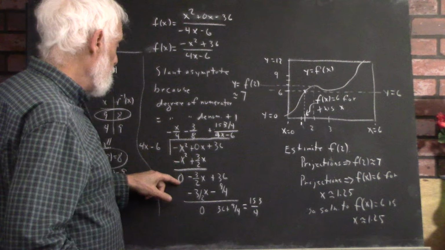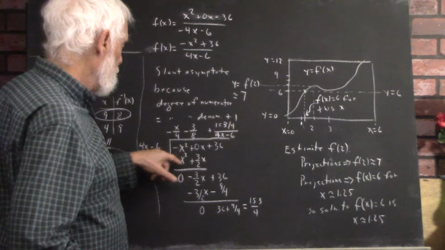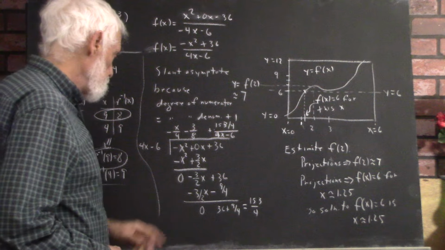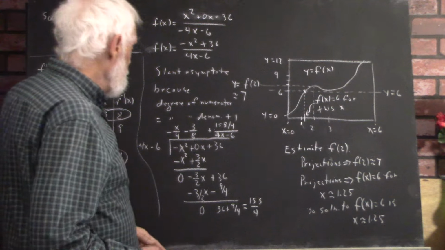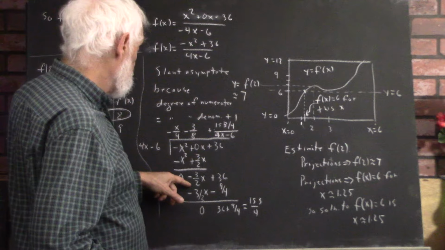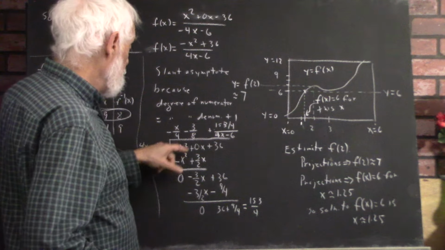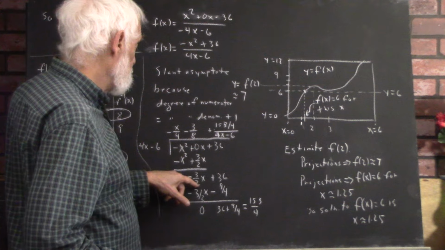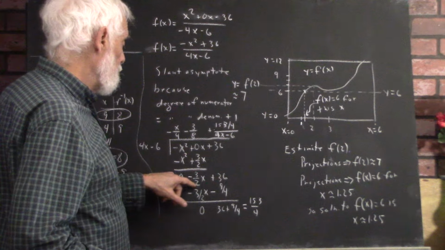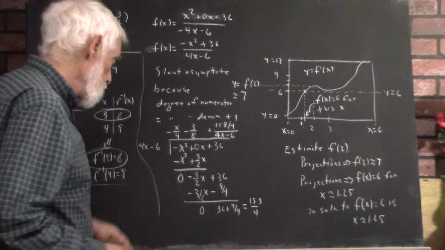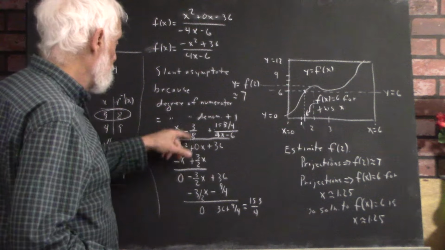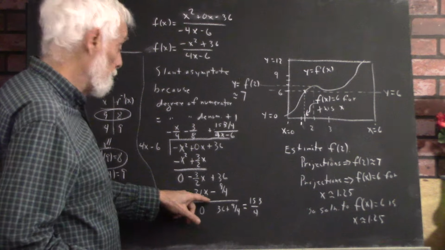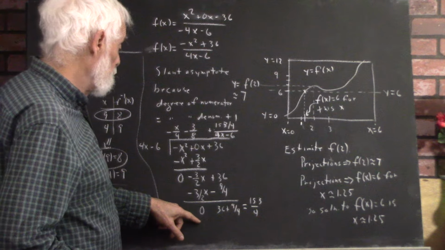We subtract these from the corresponding terms in the original numerator, and we get negative 3/2 x. We get a 0 here and a minus 3/2 x here. Now we have the 36, so we want to divide this into negative 3/2 x plus 36. We do that. We get negative 3/8, and check that. Negative 3/8 times 4x is negative 3/2 x. So this will subtract off and give us 0.